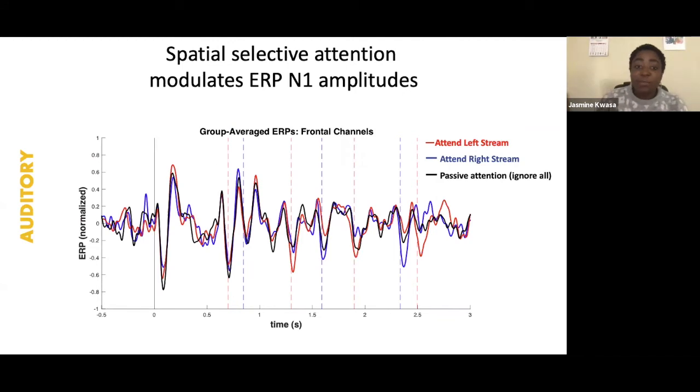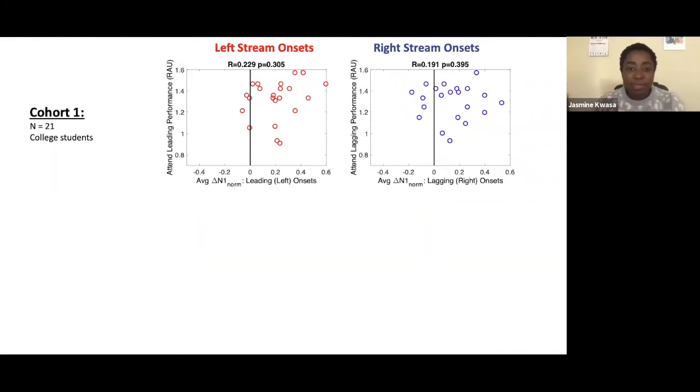Each trace here was recorded from the same EEG channel during 3 different attention states. You can see that the N1s evoked by the left stream, shown as the red vertical bars, are larger during the attend left condition, which is the red trace. And for the right presented onsets, seen as the blue vertical lines, the attend right or blue trace was enhanced. Boom. But at the individual level, does this attention modulation predict performance on the task?